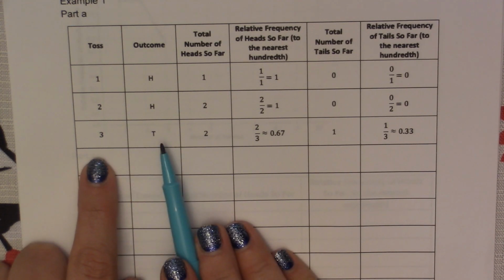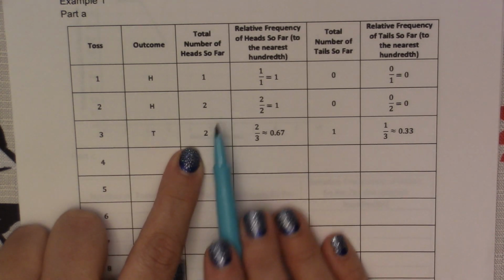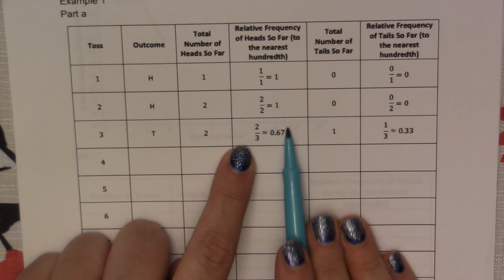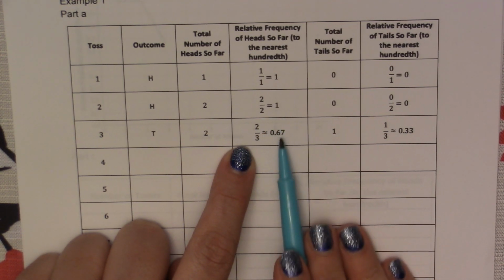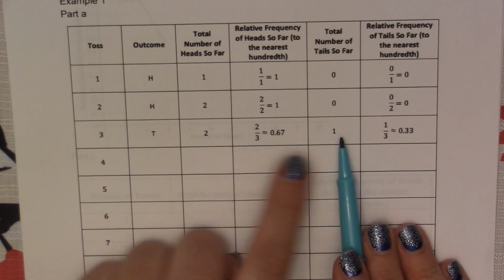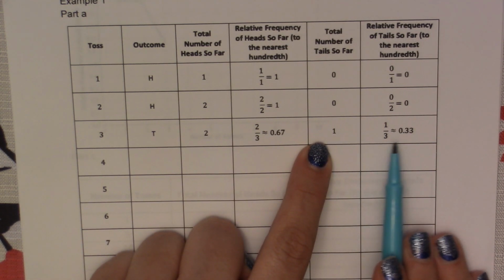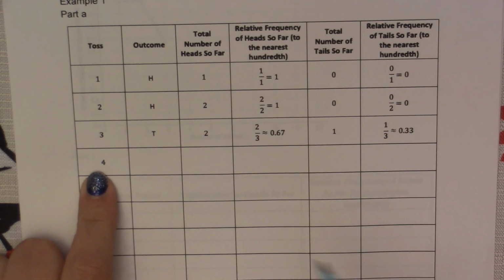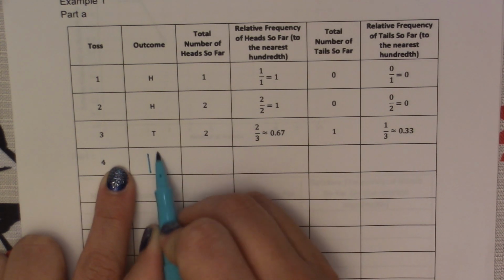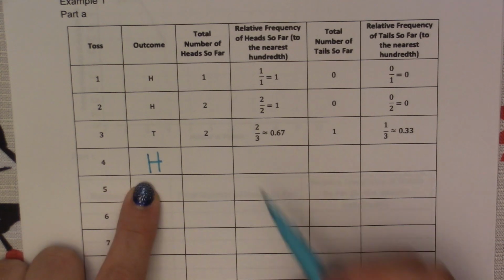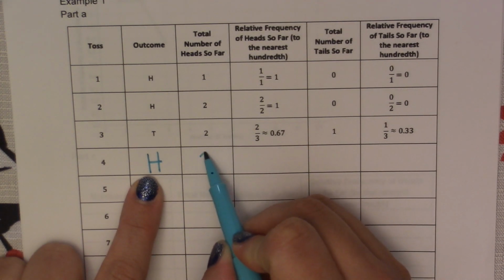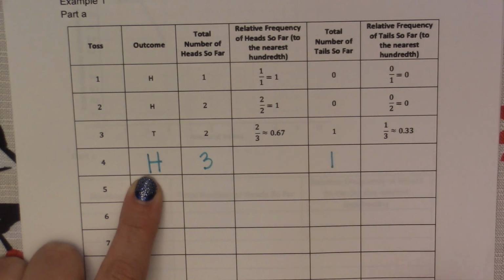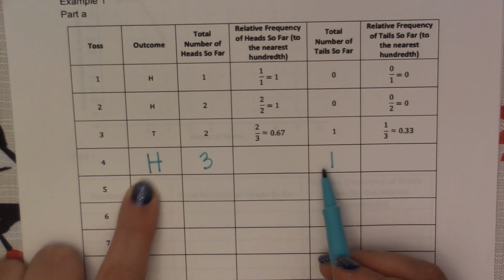So on toss 3, she does get a tail. So the number of heads stays the same, but now it's out of a total of 3 tosses. So this probability, or this relative frequency, changes. And now we have 1 tail, so we have 1 out of 3, it's 33%. So on her 4th toss, she tosses a heads. So that's going to increase the heads by 3, and the tail is going to stay the same. I'm going to go through and list these, and we'll go back and do our relative frequencies.